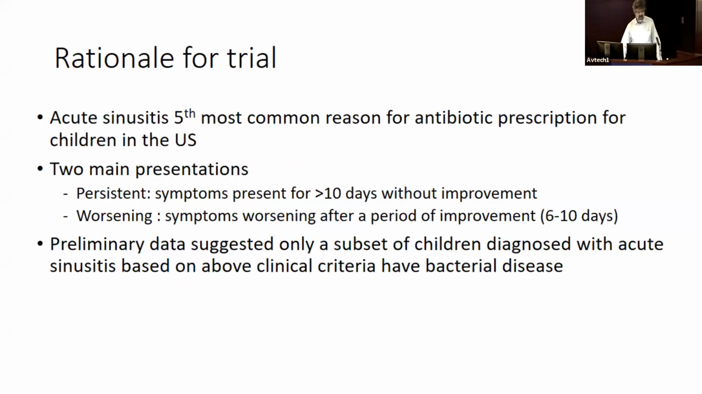So to start with sinusitis, we recently completed a large trial, and I wanted to go over the rationale for this trial. Acute sinusitis is the 5th most common reason for antibiotic prescription in the US, which is a lot of antibiotics. It's 5 million antibiotics a year. There's 2 main presentations of acute sinusitis: persistent, which means you have a cold that doesn't go away and lasts more than 10 days, or worsening, which is a cold that gets better and then gets worse on day 6, 7, 8, 9, or 10. And that's presumed to be bacterial sinusitis.